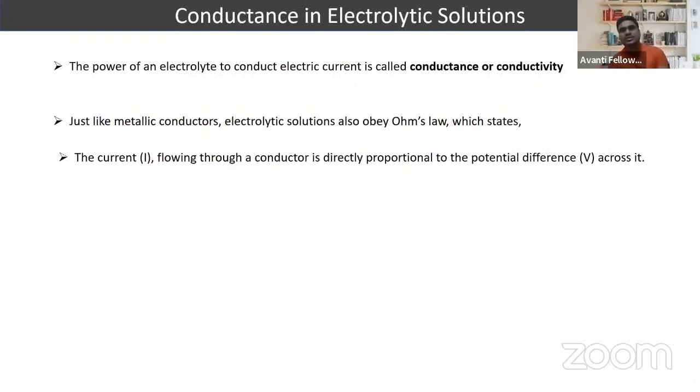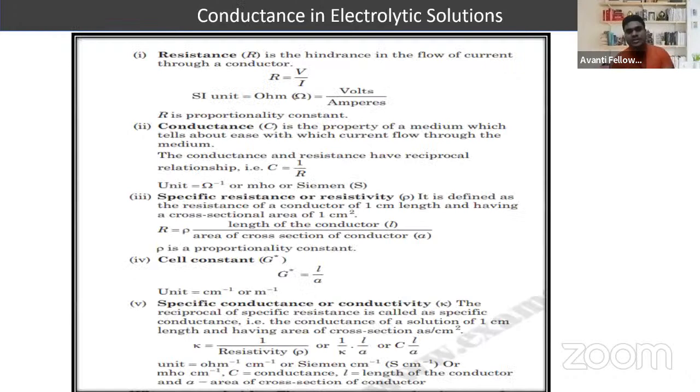So, what is conductance in an electrolytic solution? The power of an electrolyte to conduct electric current is called conductance or conductivity. Just like a metallic conductor, an electrolytic solution also obeys Ohm's law, which indicates the current flowing through a conductor is directly proportional to the potential difference across it. So we get different formulas. Resistance: R is equal to V upon I. Conductance is the reciprocal of the resistance. And specific resistance or resistivity is rho, which is equal to 1 upon conductivity.